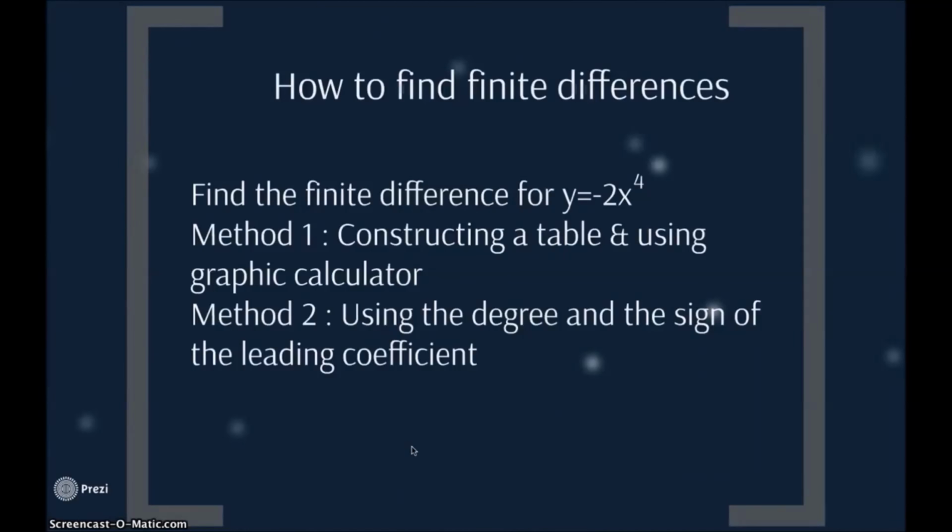First, we will learn how to find finite differences. There are two methods for this. The first method is by constructing a table and using a graphic calculator. The second method is by using the degree and the sign of the leading coefficient. The equation that we will use for today will be y equals negative 2x to the power of 4.